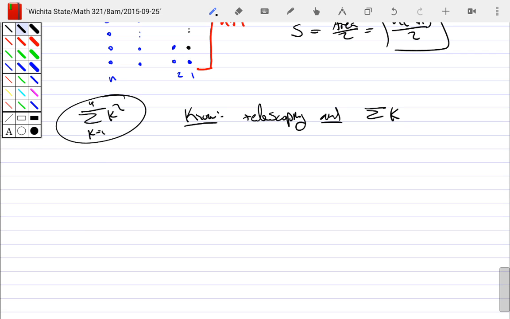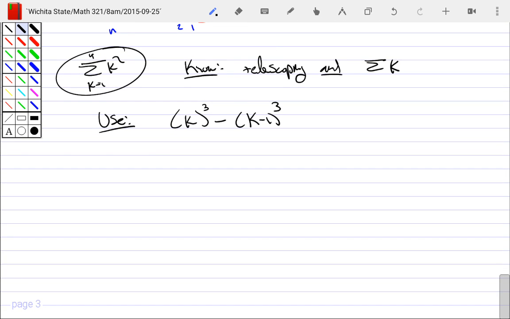Well, here's the thing. We're just going to use k cubed minus, actually go the other way. K cubed minus k minus 1 cubed. Well, if I would add that up as a sum, what type of sum would that be? It'd be telescoping, and I can jump to the answer by using those telescoping techniques. On the other hand, this is also equal to what? Let's do a little bit of algebra.